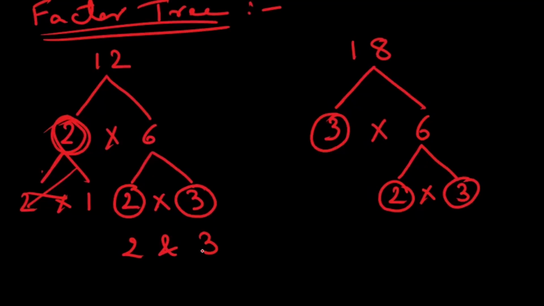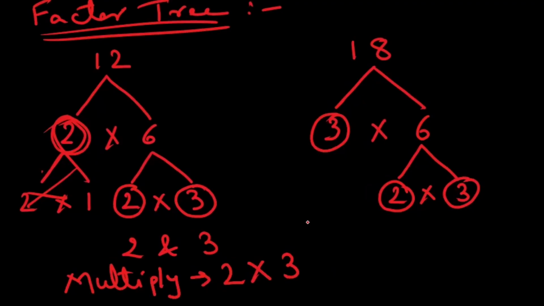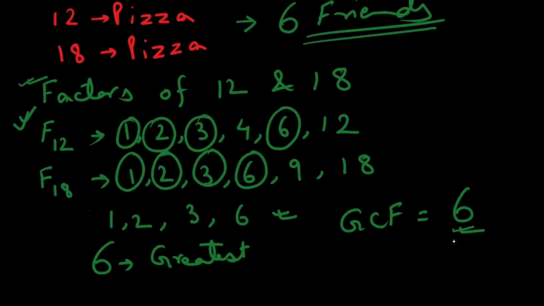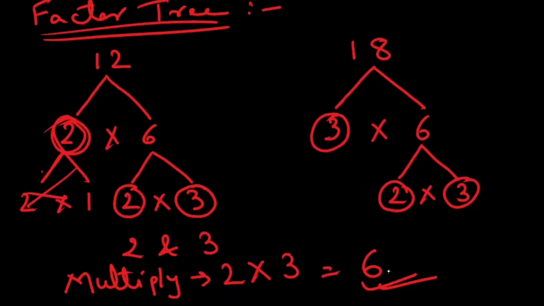In the factor tree of 12 we got 2 and 3, and in the factor tree of 18 we also got 2 and 3. Now what do we have to do? We have to multiply the common numbers which we get from the factor trees of 12 and 18. 2 times 3 is 6. See, same answer again. In the last method also we got 6, and in this one also we got our answer 6.